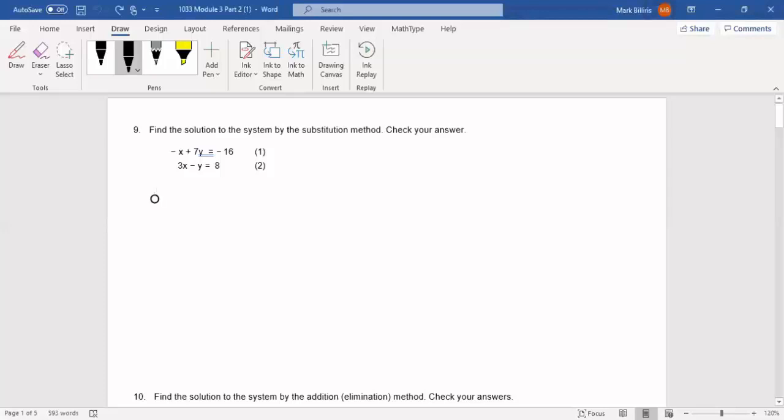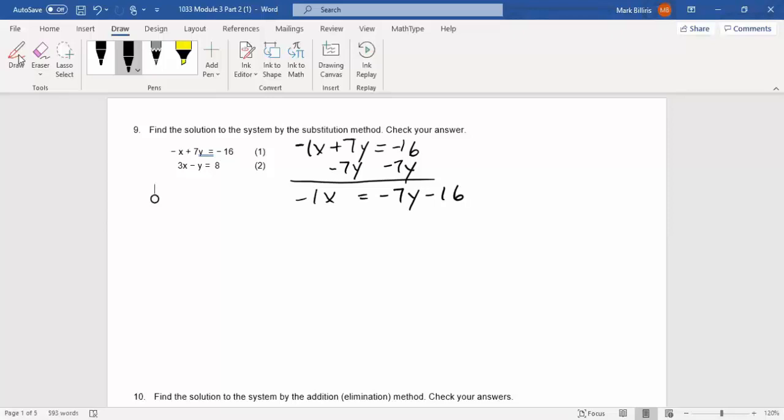So in the first equation, we have negative 1x plus 7y equals negative 16. So I'm solving for x. So I'm going to subtract 7y from both sides. That gives me negative 1x equals negative 7y minus 16. And then I divide each term by a negative 1. So this gives me x equals 7y plus 16. I'm going to put that inside parentheses.